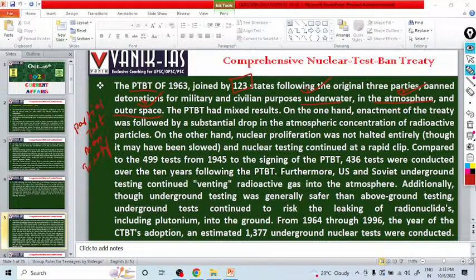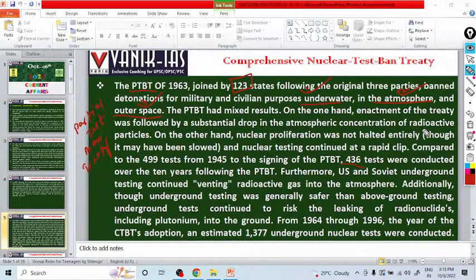The PTBT has mixed results. On the one hand, enactment of the treaty was followed by a substantial drop in the atmospheric concentration of radioactive particles. On the other hand, nuclear proliferation was not halted entirely, though it may have slowed, and nuclear testing continued at a rapid clip. Compared to the 499 tests from 1945 to the signing of PTBT, 436 tests were conducted over the 10 years following the PTBT.